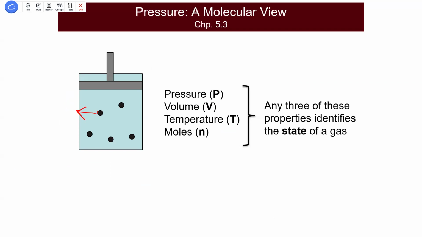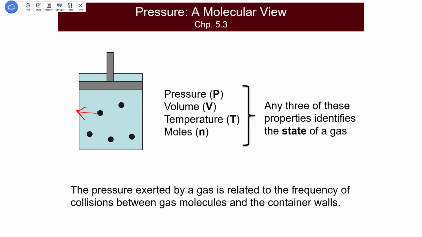The temperature, how much energy do those gases have? And then the moles, how much of that gas do we have? Any 3 of these properties identifies the state of the gas. So if you know the 3, you know what it's doing. These can be held constant, these can change, and we're going to talk about the different properties that change once these are changing.